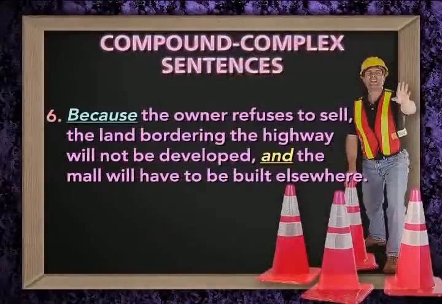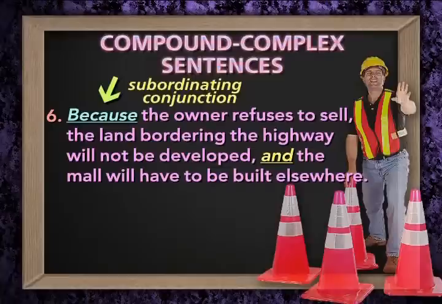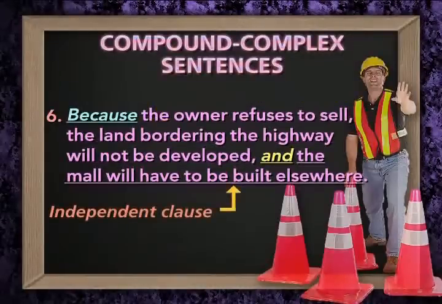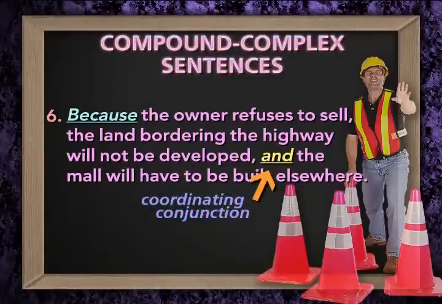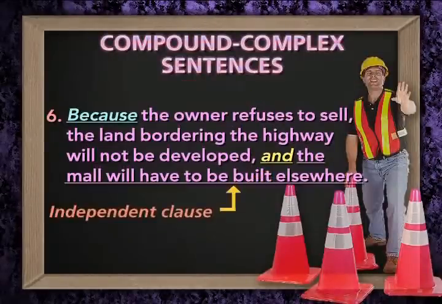Number 6, because the owner refuses to sell, the land bordering the highway will not be developed and the mall will have to be built elsewhere. Because the owner refuses to sell is a dependent clause. Starts out with the subordinating conjunction because. My two independent clauses are the land bordering the highway will not be developed. There's one. The mall will have to be built elsewhere. That's two. Join them with the coordinating conjunction and. So I have dependent, independent, independent.